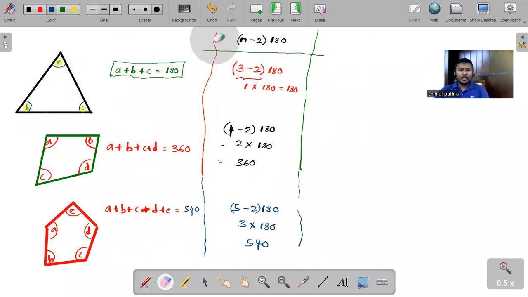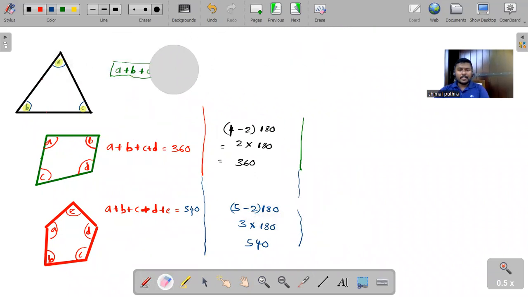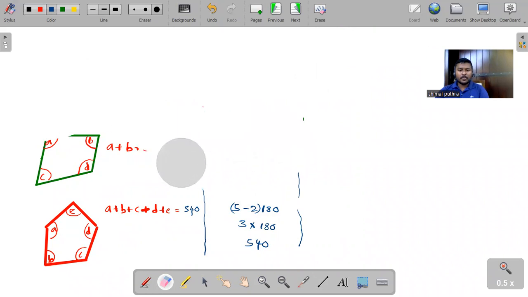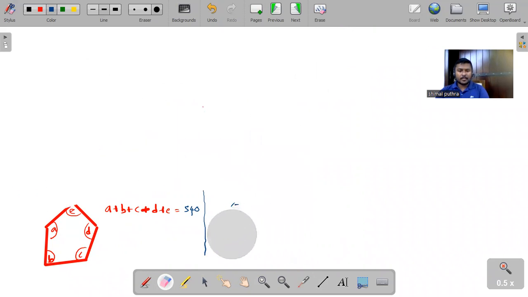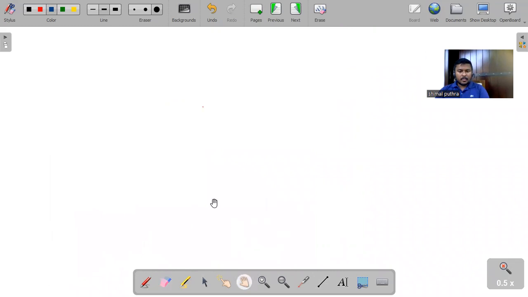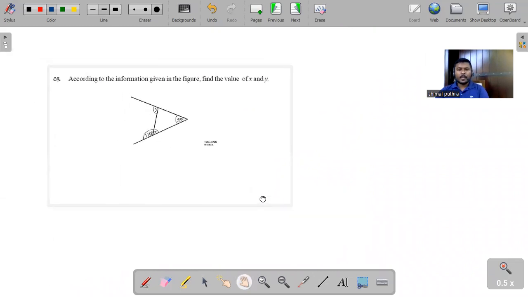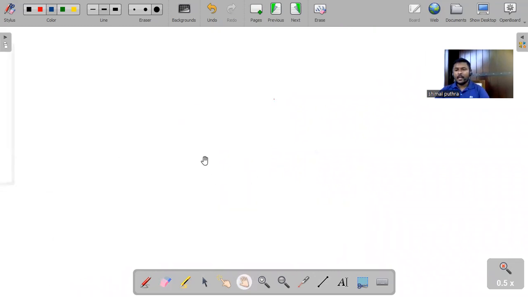Okay. I will erase this one. If you want to write, please pause the video and write. Okay. However, we discussed how to find the sum of the internal angles of any polygon. Then there is something I have to tell you.